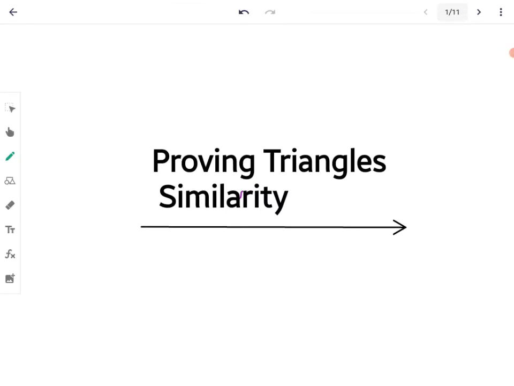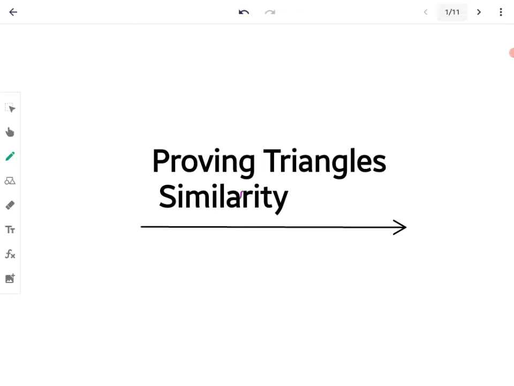In this video, we're going to continue our journey on proving triangle similarity. Number 2, after that, we're going to use similarity concept in solving for unknown sides. And number 3, we're going to solve worded problems or real life problems that involve triangle similarity.